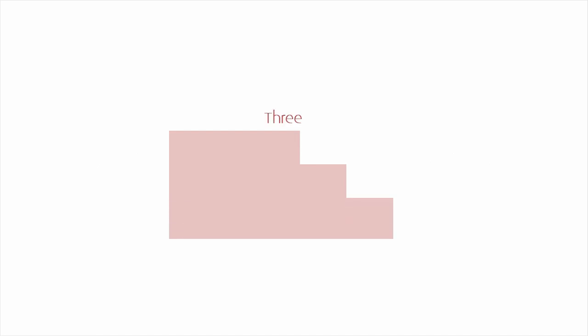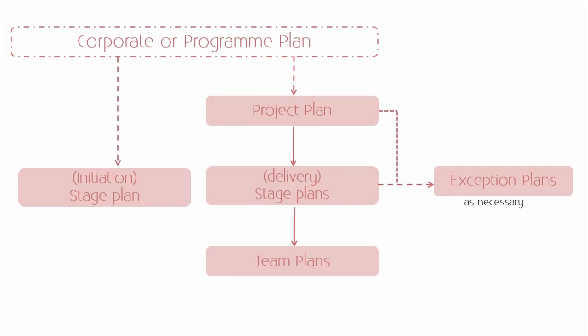PRINCE2 has 3 planning levels that reflect the needs of different levels of management involved in the project: project, stage, and team levels. The project plan level reflects the management needs of the project board. The stage plan level reflects the needs of the project manager, and the team plan level those of the team manager. So why are there 3 levels of plan in PRINCE2? Let's understand this with the help of an example.